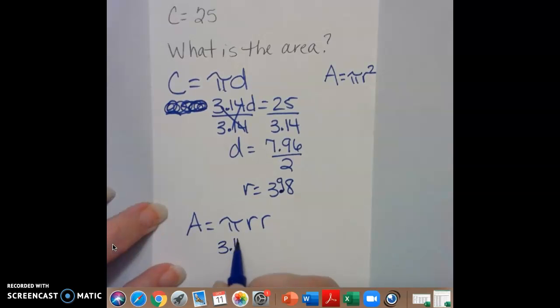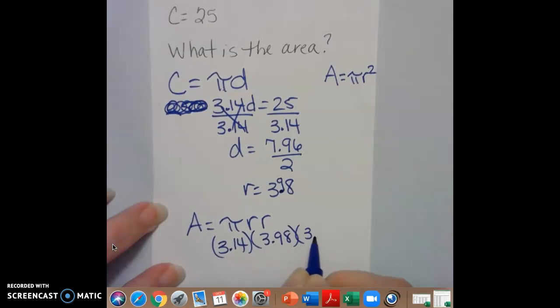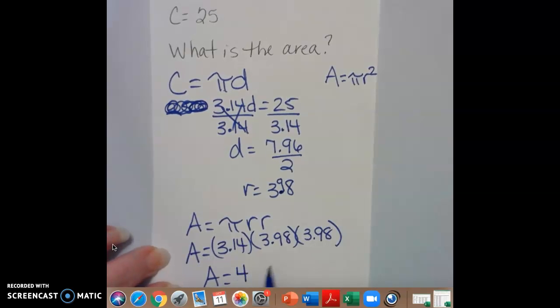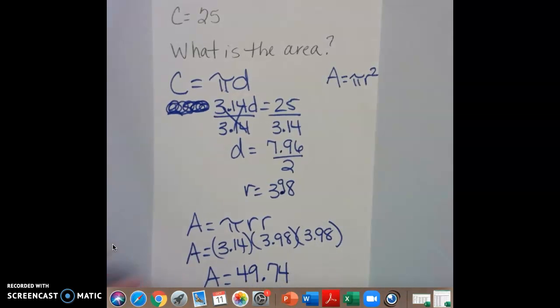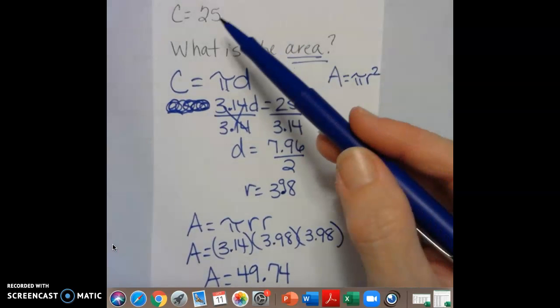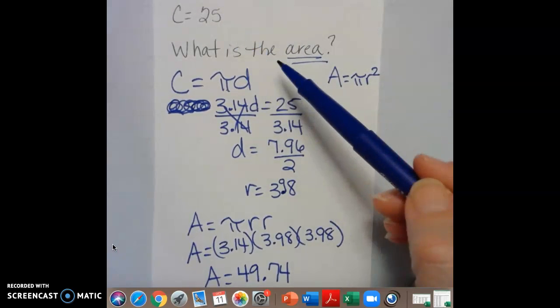So 3.14 times 3.98 times 3.98. So we're going to multiply all that together. And if I did my math right, 49.74. I'm going to round to the nearest hundredths. I'm going to do just 2 decimal places. So again, pay close attention to what it's asking. It gave us the circumference of all of these, and we had to work them backwards.